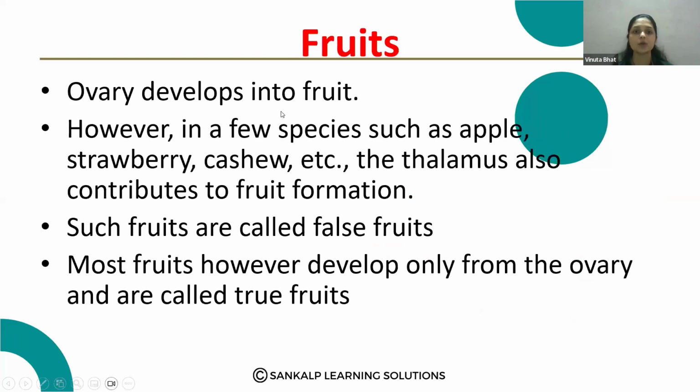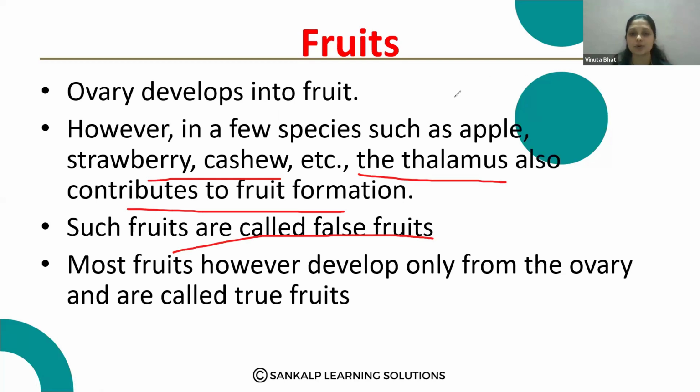Then you know that the ovary develops into a fruit, but in a few species like apple, strawberry and cashew, the thalamus also contributes to the fruit formation. Such fruits are called false fruits. So what are false fruits? Examples for the false fruits.